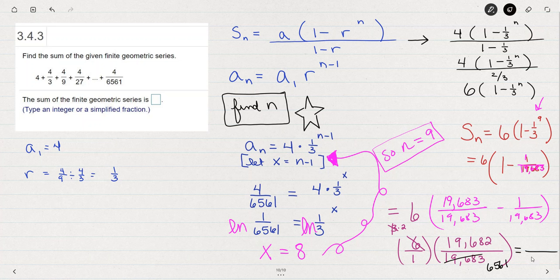So our final answer is going to have the 6,561 in the denominator. And if I do 2 times 19,682, I'd get the numerator. Let me type that in the calculator, and I get 39,364, and that is our correct answer. Now again, this was a review from precalculus, so maybe you need to brush up on that a little bit, but I hope that this video has helped you walk through that problem.